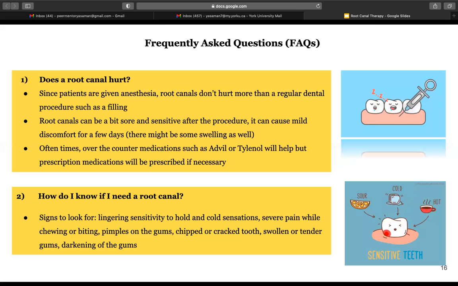The next question that is frequently asked is, how do I know if I need a root canal? So these are some of the signs that you can look for if you think that you might need one. One of them is lingering sensitivity to anything cold, any pain while chewing or biting food, pimples on the gum, a chipped or cracked tooth, any swollen or tender gums, and any color changing or darkening of the gums as well. These should be the signs that you look for if you think that you might need a root canal procedure. Next.